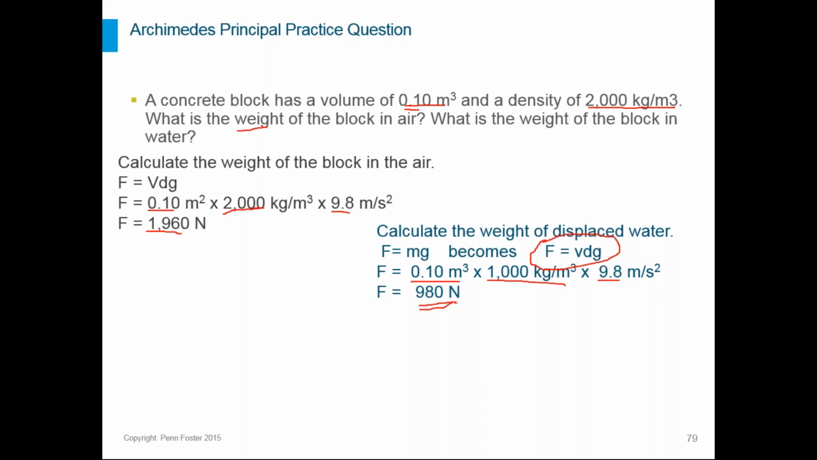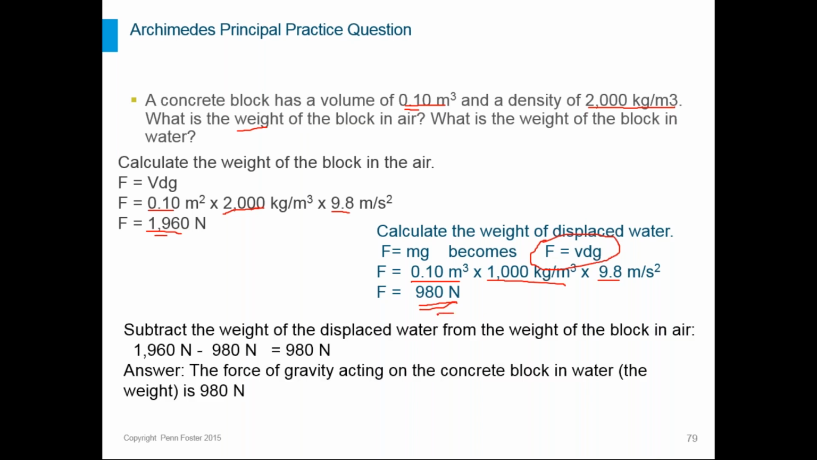And we are still not done. All we did was find the weight of the displaced water. But that is equal to the buoyant force. So we know the weight of the object, we know the buoyant force on the object, and then we just subtract them to find the apparent weight while it's in water. So 1,960 minus 980 gives us 980. And that is the force of gravity acting on the concrete block in water.